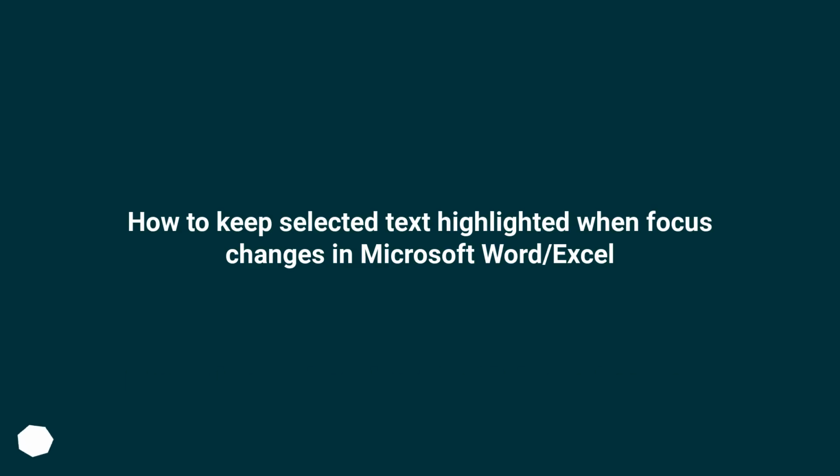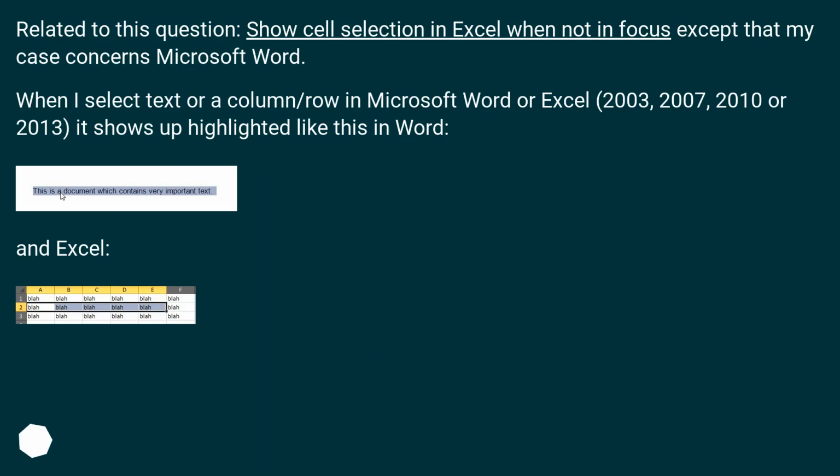How to keep selected text highlighted when focus changes in Microsoft Word/Excel. Related to this question, show cell selection in Excel when not in focus, except that my case concerns Microsoft Word. When I select text or a column/row in Microsoft Word or Excel, 2003, 2007, 2010 or 2013, it shows up highlighted like this in Word. And Excel.